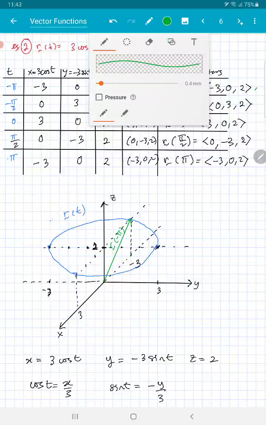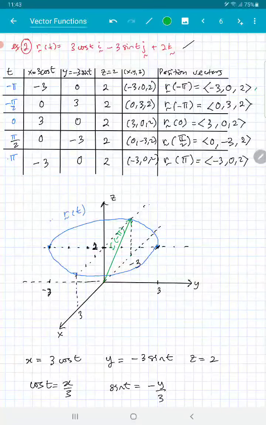So that is one position vector. Now we need another position vector when t is negative pi over 2. So we have 0i, so we don't move backward or forward because the x component is 0, and then we have 3j, so we move 3 units to the right, and then plus 2k, so we stop here. So we have another position vector. This position vector is when t is negative pi over 2.